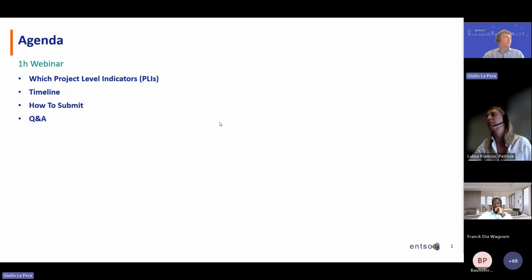We'll start with which project level indicators can be submitted this year. Then we look at the timeline and how to submit them, and at the end we will have a Q&A. So I would pass the floor to Frank, who will go through which project level indicators can be submitted this year.